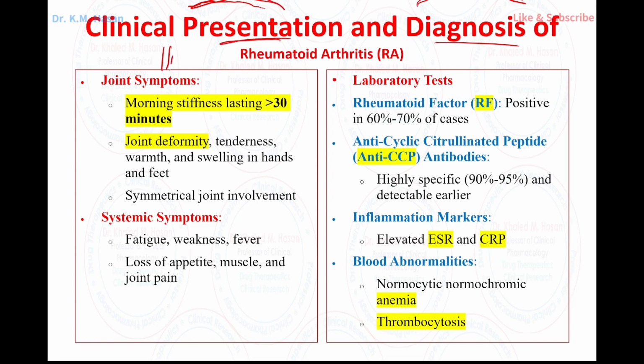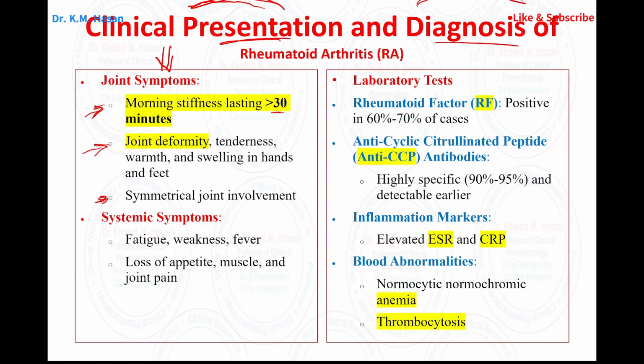Regarding clinical presentation, in this column here, the patient may suffer from morning stiffness that lasts for more than 30 minutes. Number one. The patient suffers from joint deformity, and the patient suffers from tenderness, warmth, and swelling in the hands and feet. And normally this involves symmetrical joints, in both hands, right and left. It's not only in one hand, not asymmetrical.